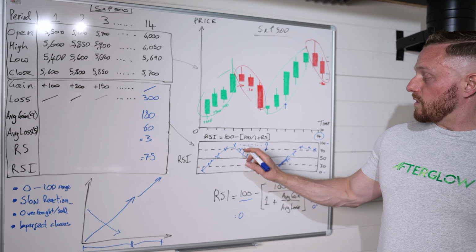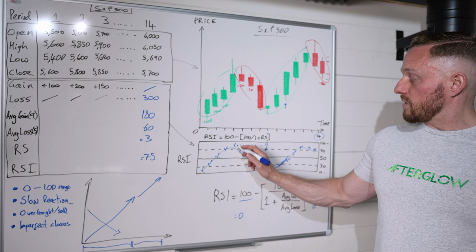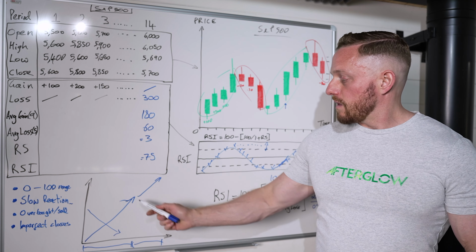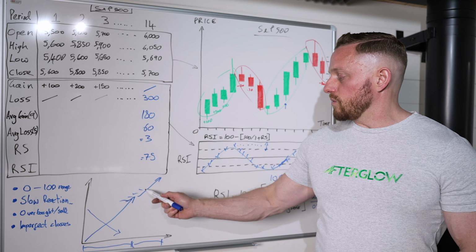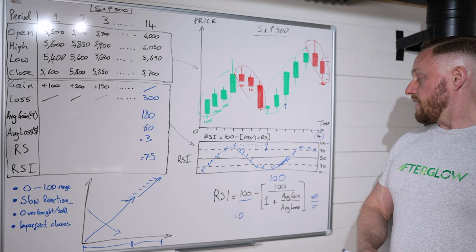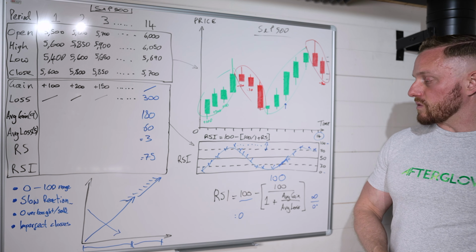So if you were trying to sell when RSI first arrives up here, let's say you sold here, well then you're going to be losing all the way up as you go along here, and vice versa when it's oversold.